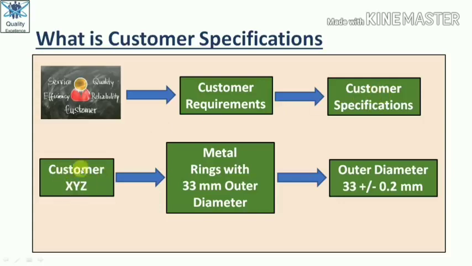Suppose we take a hypothetical example of customer XYZ, who wants metal rings with 33 mm outer diameter. What is the specification requirement? 33 plus or minus 0.2 mm. So here, this is the customer, this is the customer's requirement, and this is the specification required by that customer for this particular product. I think now the customer specification part is clear to you.